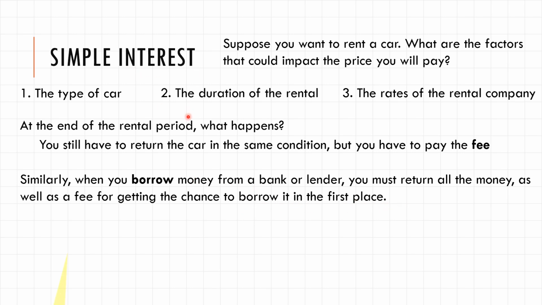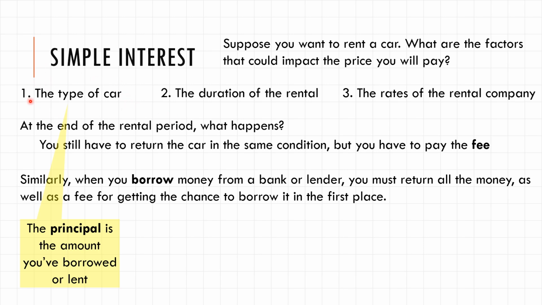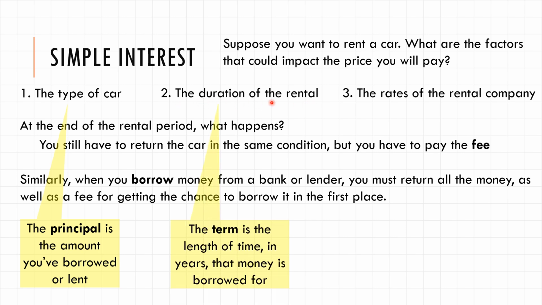When we talk about interest, the amount that you have borrowed is something called the principal. That is the amount that you have borrowed or lent. That's sort of like the value of the thing that is being lent out, similar to how certain cars are more valuable than others. The duration of that rental, maybe renting that car for longer, is something called the term in terms of finance. So when you're borrowing money, the term is the length of time in years that the money is actually borrowed for. Sometimes you may want to borrow the money for longer than others.